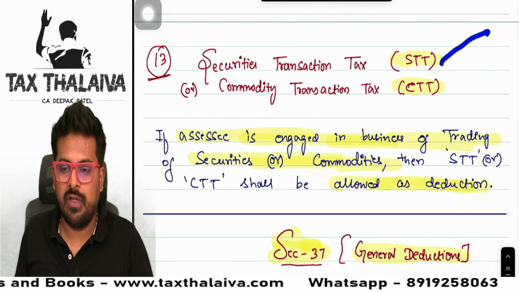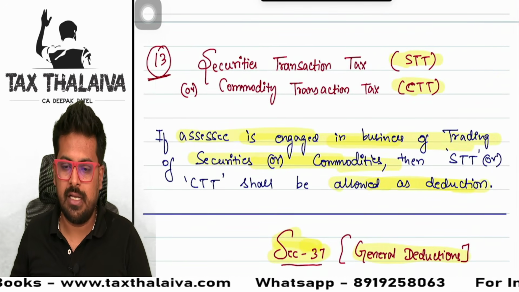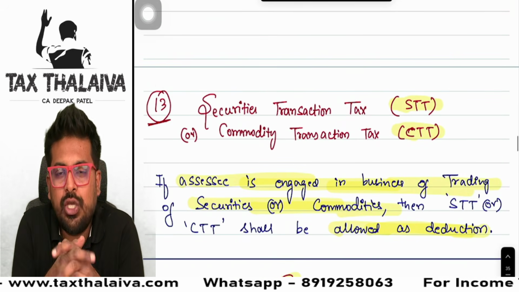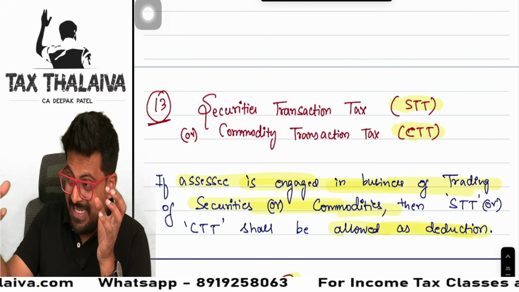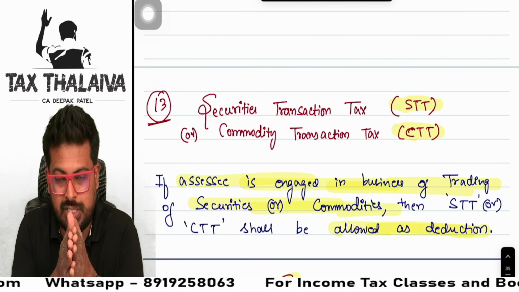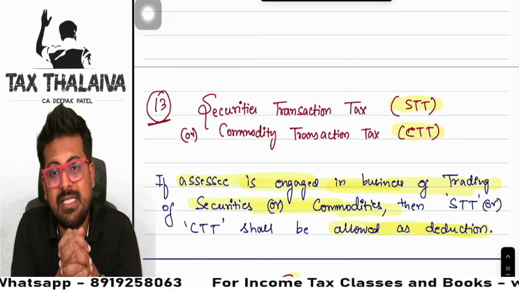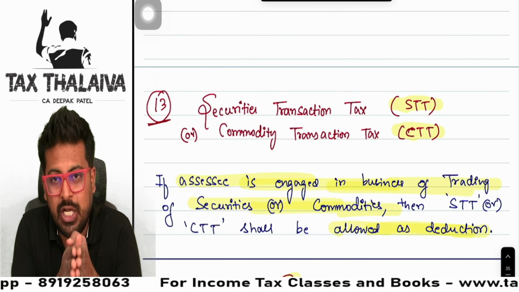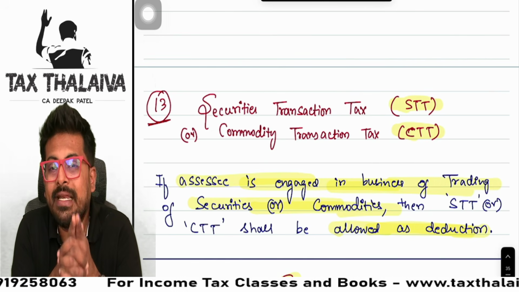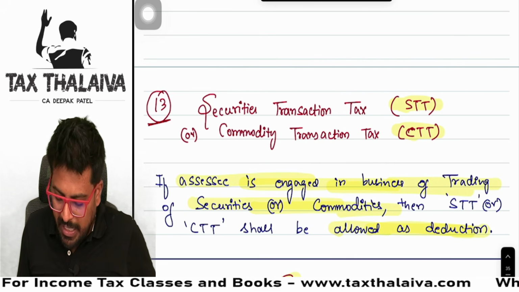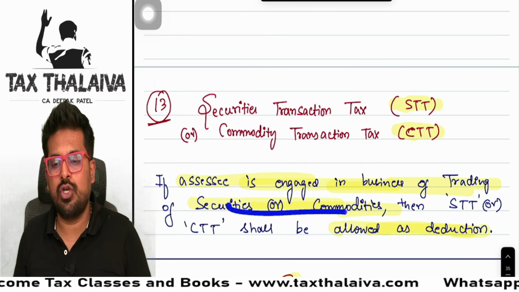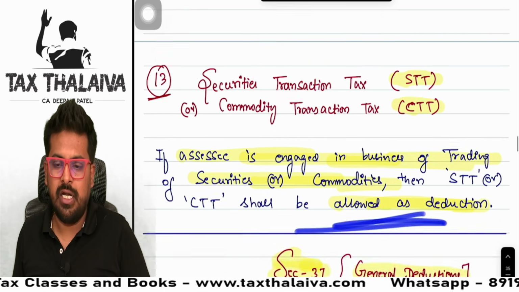Then comes the securities transaction tax and commodity transaction tax. Guys, securities transaction tax is generally paid at the time when you purchase or sell shares. This STT and CTT is allowed as deduction only if you are in the business of trading in securities. So if you are engaged in the business of trading of securities or commodities, it is allowed as deduction.